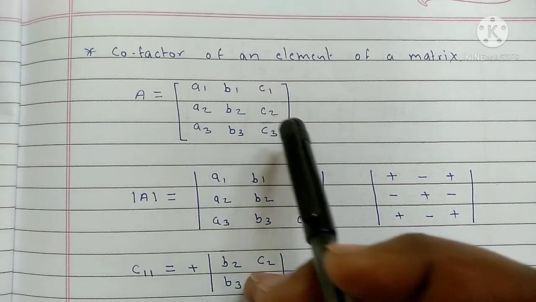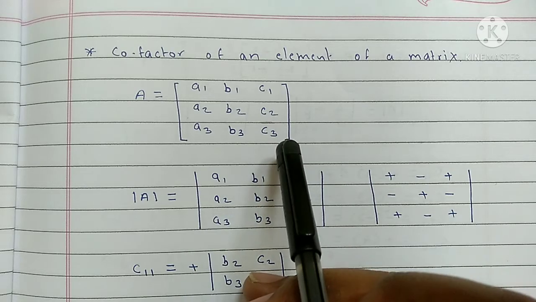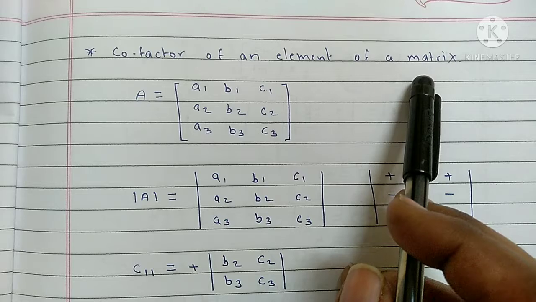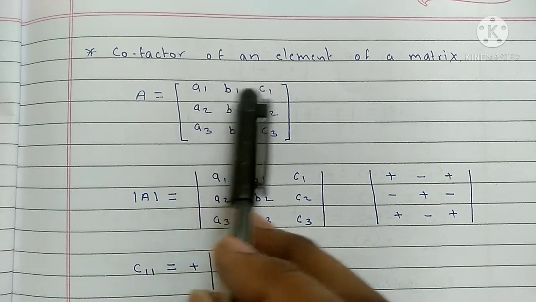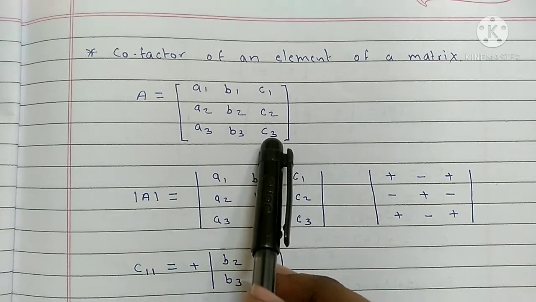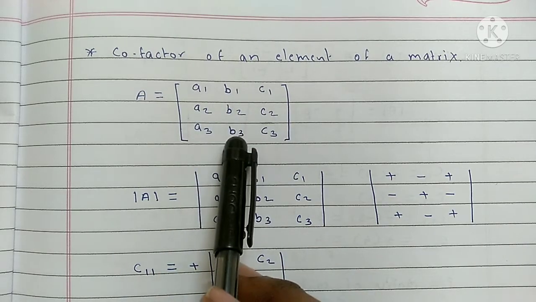In this session, we will study adjoint of a matrix. But before that, we will study what is cofactor of an element of a matrix. Suppose this is our matrix A: A1, B1, C1, A2, B2, C2, A3, B3 and C3. We will find cofactor of each element of this matrix.